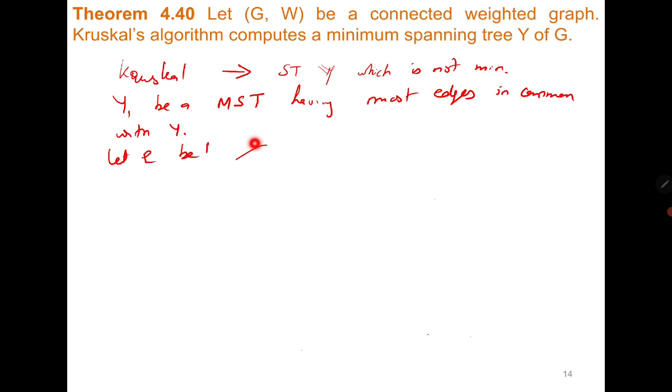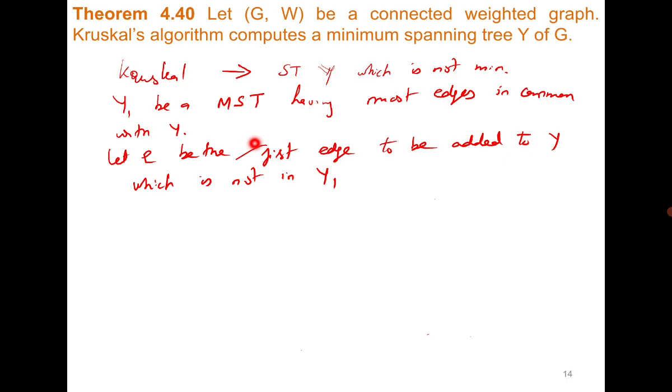Let e be the first edge to be added to y, which is not in y1. Recall how Kruskal's algorithm works. It always picks the minimum weight edge so that it is not forming a cycle. So if there is a cycle, then within the cycle, if the cycle has 4 edges, it always picks the edge with the minimum weight. So now y1 union e, or y1 plus e, forms a cycle.